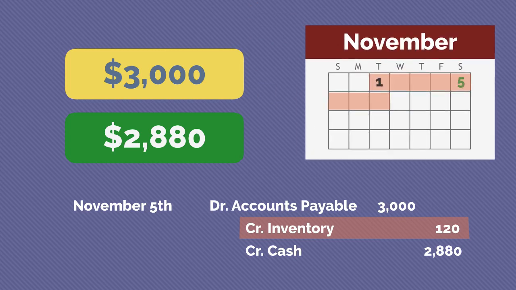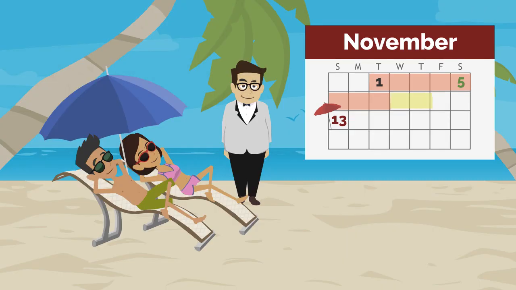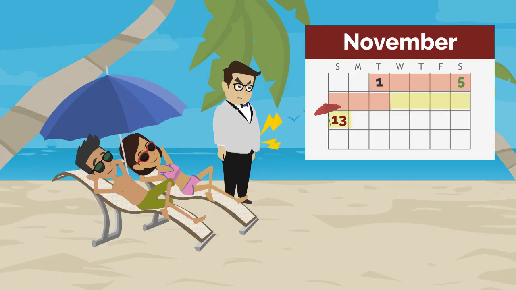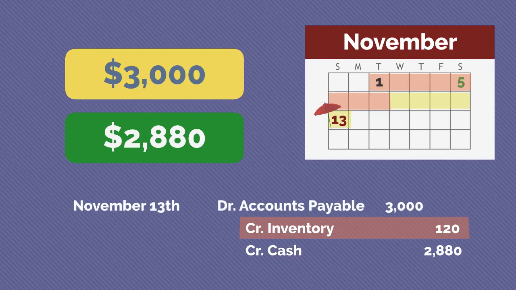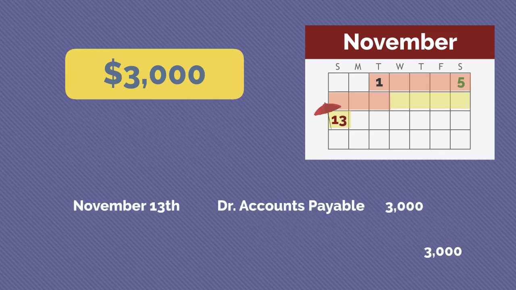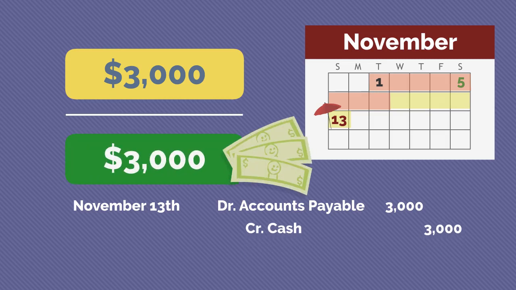Tom remembers that his manager is on vacation until November 13th, and he won't be approved to pay the actual amount in cash until then. If that's the case, what will the journal entry look like instead? In that case, he won't qualify for the discount and will have to pay the full amount in cash on November 13th because he won't be able to make the invoice payment until after the 8-day credit term.